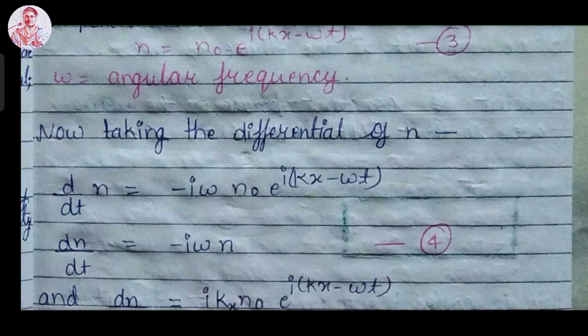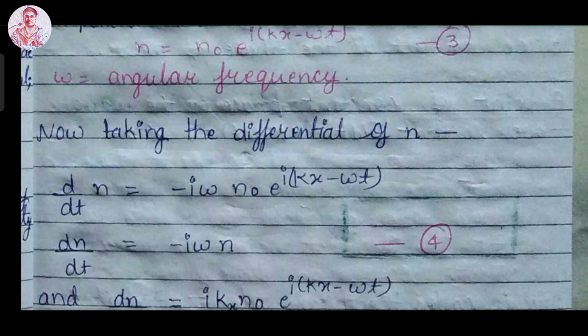Now we will take the differential of equation number 3 with respect to time and position coordinate, where omega is the angular frequency. Let us differentiate the equation with respect to time. dn/dt = −iω n0 e raised to the power i(kx − ωt). After differentiating, we get dn/dt = −iω n.